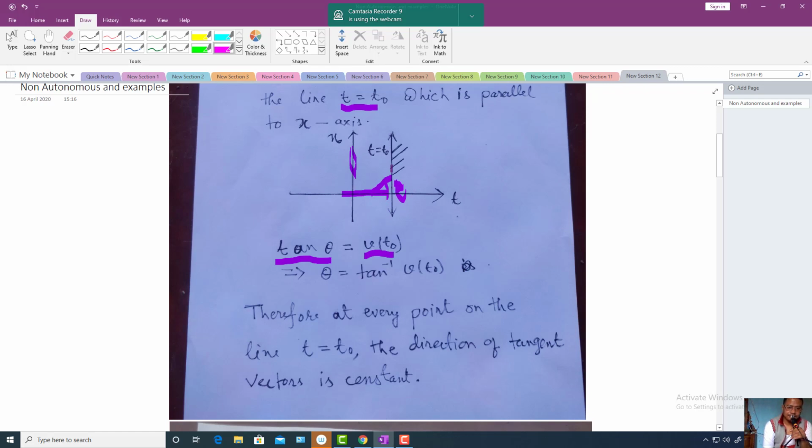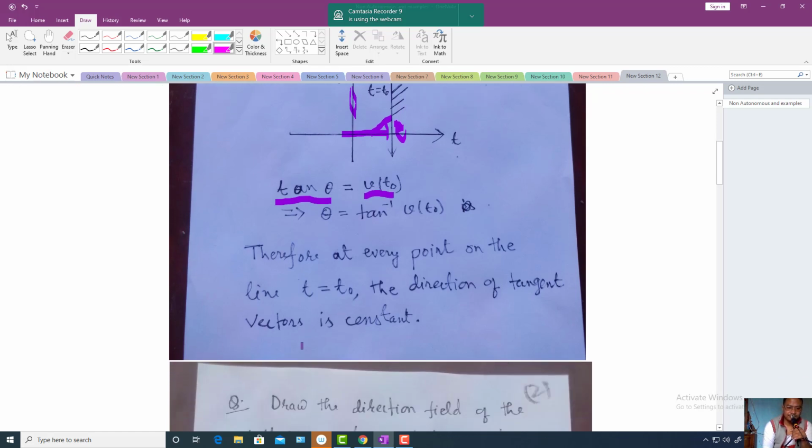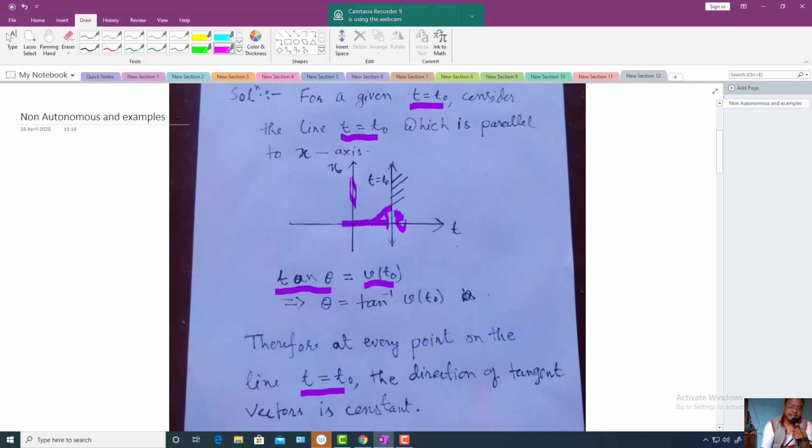Similarly, at another point, the tangent line is there, and if you extend it to the time axis, the angle is the same theta. That means these lines are all parallel. At every point on the line, the direction of the tangent vector is constant. They are all parallel on this line.